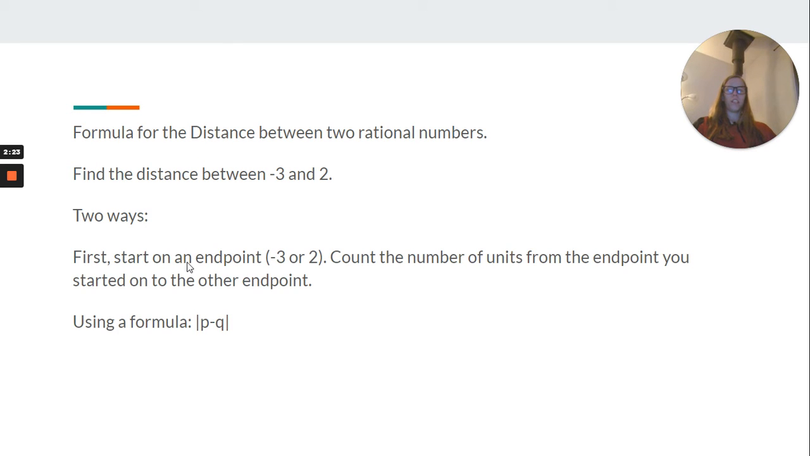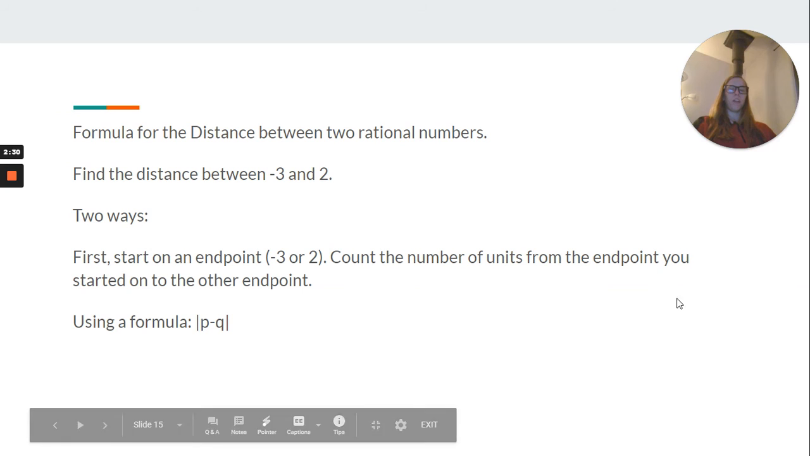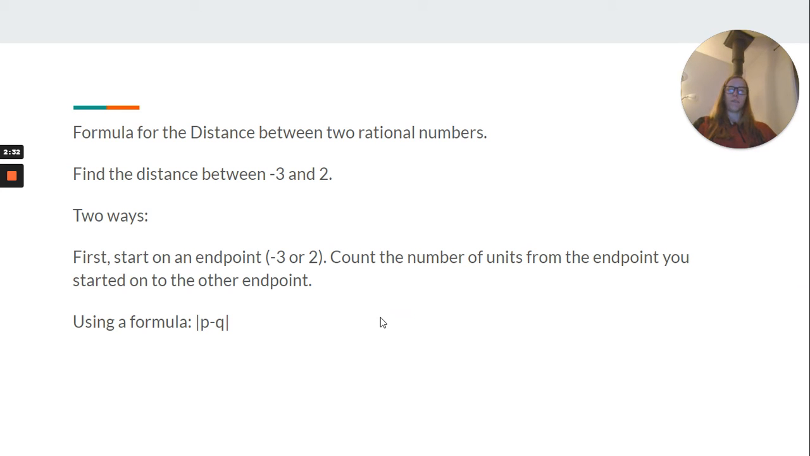The first is to start on an endpoint with a number line, so -3 or 2, and then count the number of units from that endpoint to the other endpoint. So I don't have a number line drawn, but I'm going to use my fingers. So we'll say we start at -3. So we count -2, -1, 0, 1, 2. Okay, so the difference between those two numbers is going to be 5.